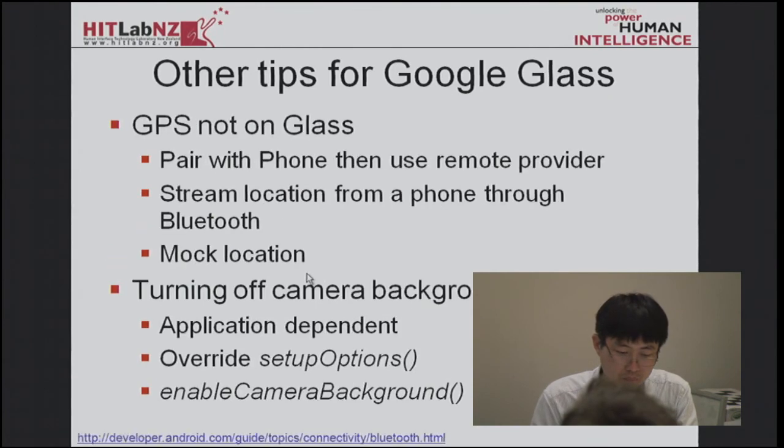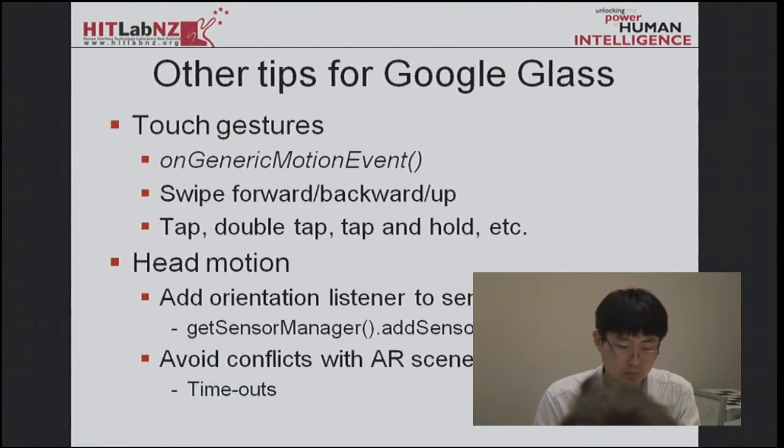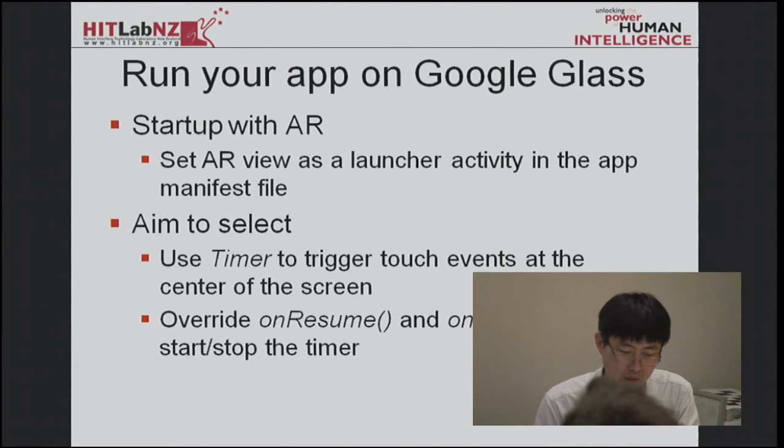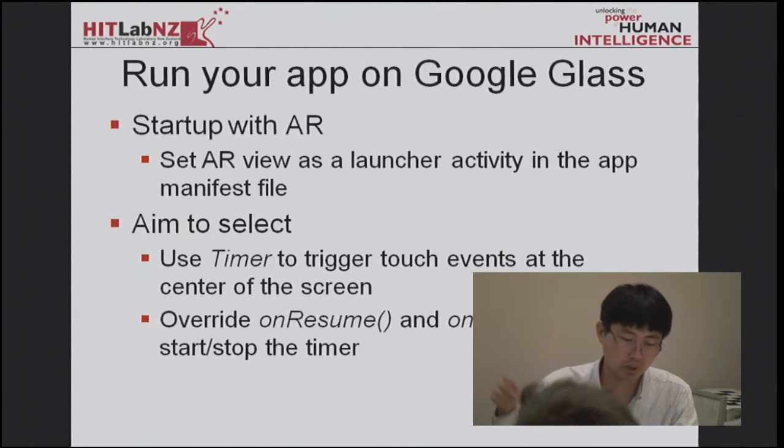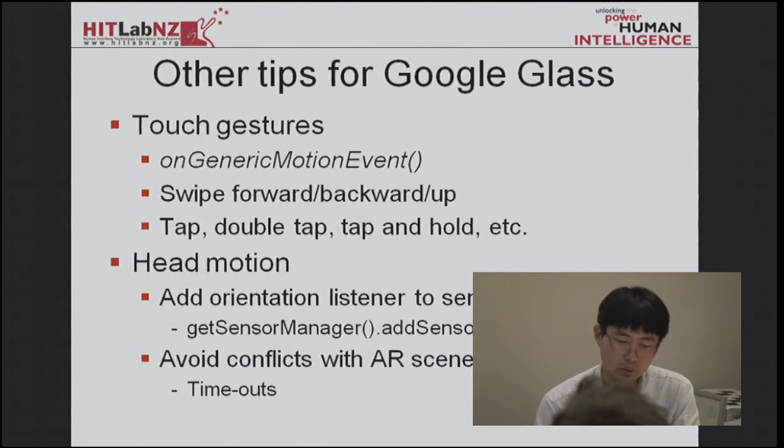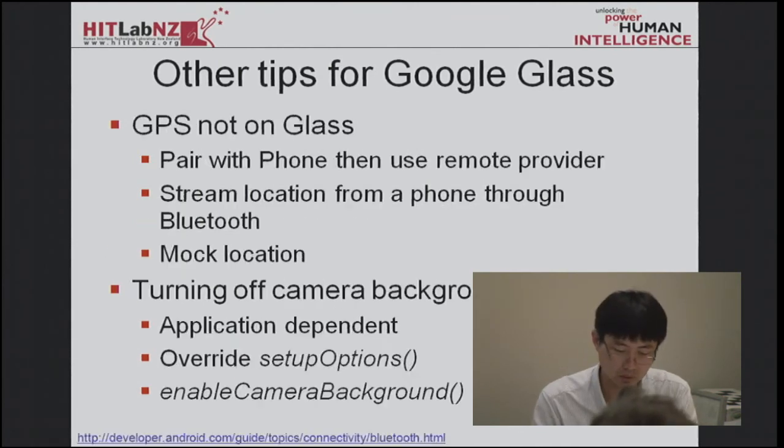A couple of tips. It's easier if you make it aim to select rather than require tapping something. As I've shown you in the code, you can run a timer and force a clicking event at the middle of the screen, and that could do the trick. On generic motions, you've already been playing with this, so I won't mention too much. You can also think of head motions, as I've explained earlier, with geovoids.